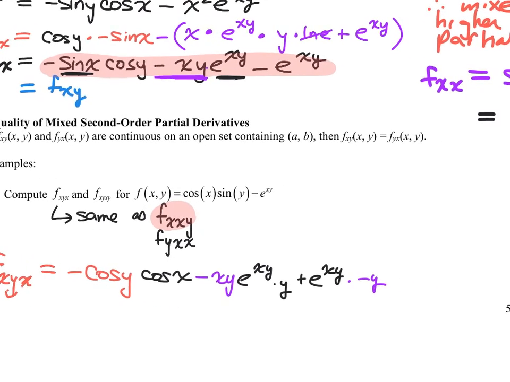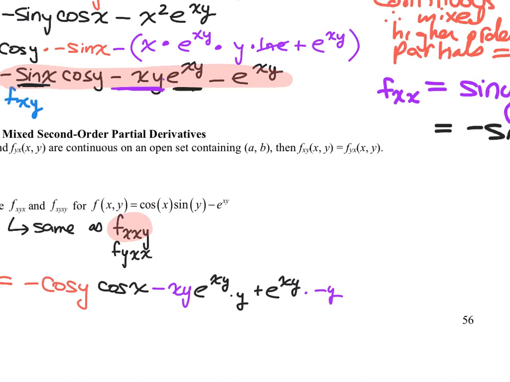And then the last piece is a standalone function. We take the derivative with respect to x again, so minus e to the xy times the derivative of the exponent with respect to x, which is going to be y.